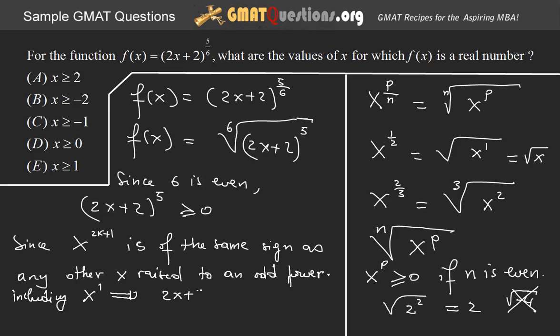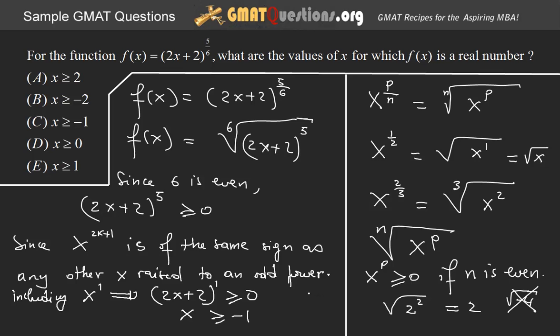So anyway, this inequality can be solved by just saying that 2x plus 2 is greater or equal to 0, to the power 1 if you want. And this is going to lead us easily to x greater or equal to negative 1.